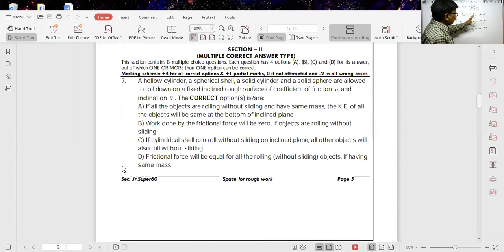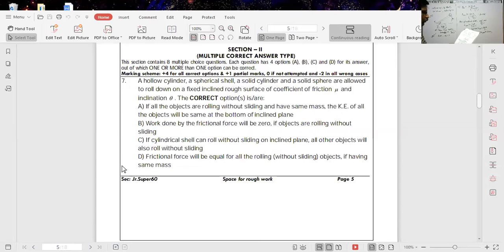And for solid sphere, hollow sphere, or solid cylinder, the coefficient of friction required for rolling without slipping is less than this one. But if the cylindrical shell rolls without slipping, the coefficient of friction is greater than the required value for the remaining ones. That's why definitely all the remaining ones roll without slipping. This is a very, very important point.